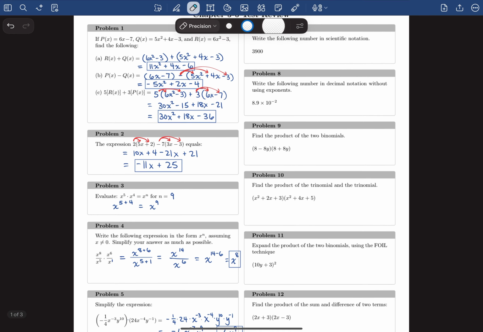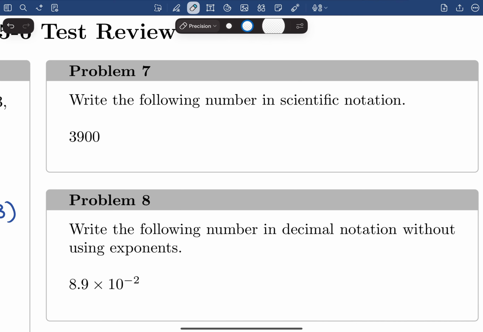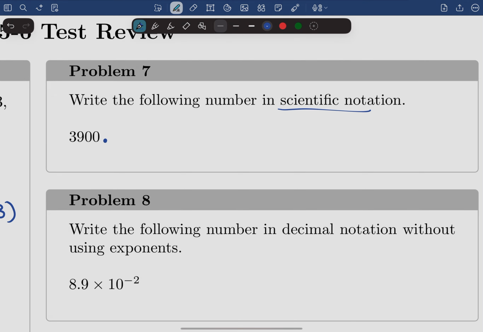Moving on to problem number 7. Write the following number in scientific notation. And the number is 3,900. Now, where's the decimal place? It's right here. And if we're going to write it in scientific notation, the decimal place has to be moved over so that it is after the first significant figure. The first significant figure is the number that's not 0, starting from the left.